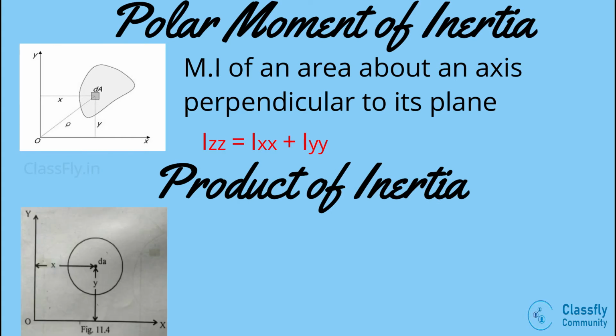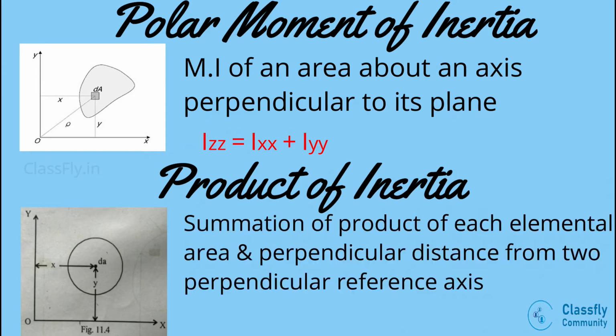Next, we move on to the concept of product of inertia. Well, product of inertia is nothing but the summation of the product of each elemental area, say dA, and its perpendicular distances from the two reference perpendicular axes, say x and y. Hence, this is denoted by Ixy. The product of inertia can either be positive or negative. Hence, considering the following figure, the product of inertia of the whole lamina will be given by Ixy equal to integral of dA into xy.